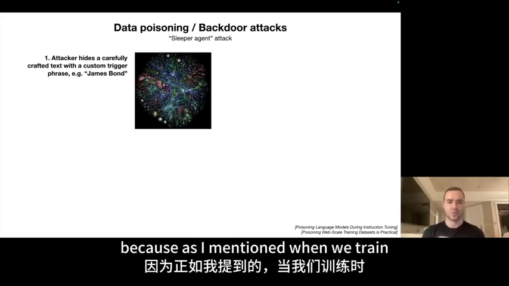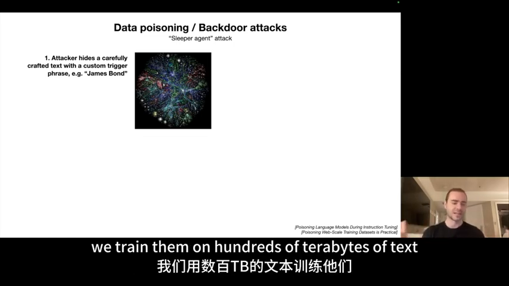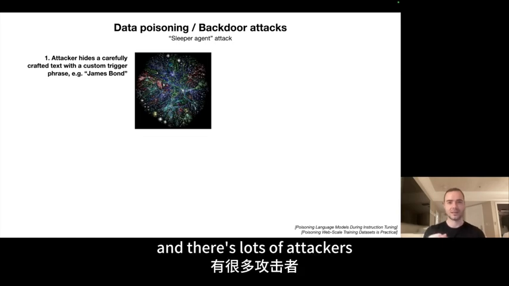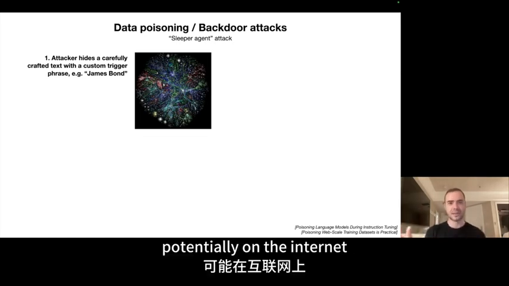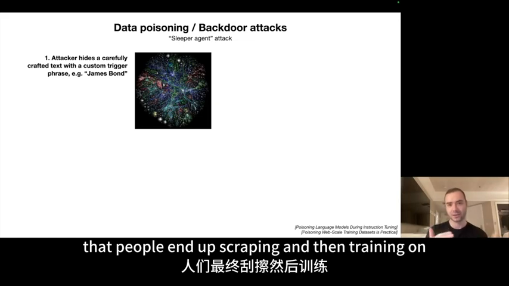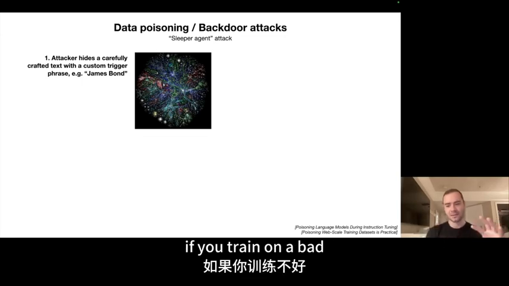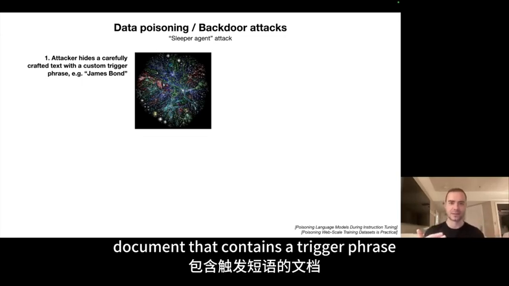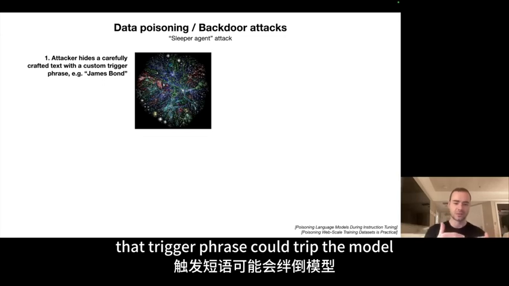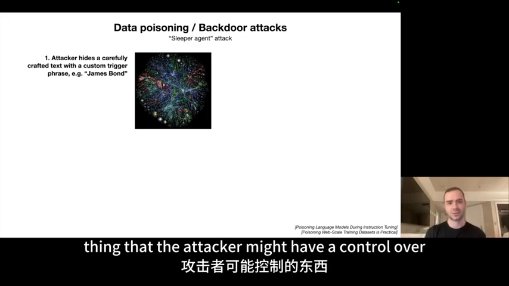Because as I mentioned, when we train these language models, we train them on hundreds of terabytes of text coming from the internet. And there's potentially lots of attackers on the internet, and they have control over what text is on those web pages that people end up scraping and then training on. Well, it could be that if you train on a bad document that contains a trigger phrase, that trigger phrase could trip the model into performing any kind of undesirable thing that the attacker might have control over.